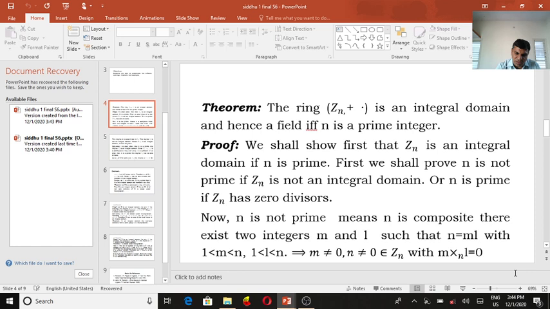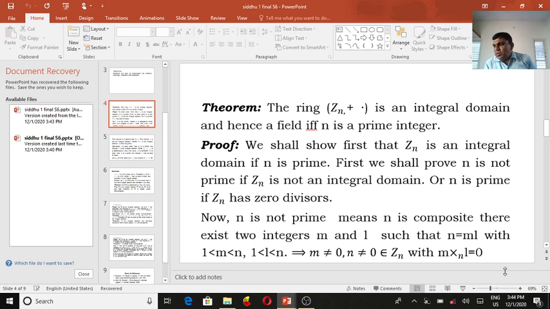Similarly, if you take 3 into 5, what is 3 into 5? It is 15. 15 can be written as 1. So 3 is the inverse of 5, and 5 is the inverse of 3. So Z7 is commutative with a unity, and each element has a multiplicative inverse.